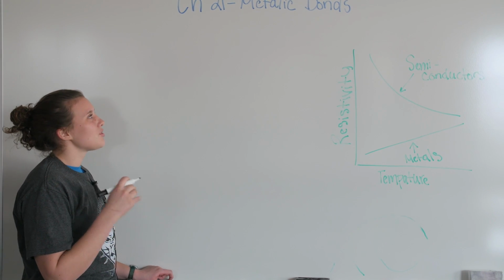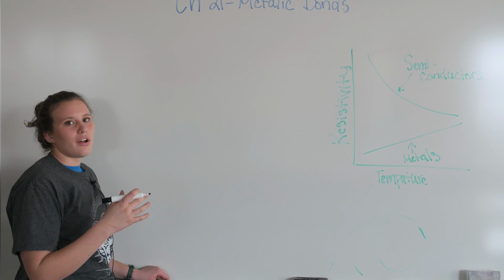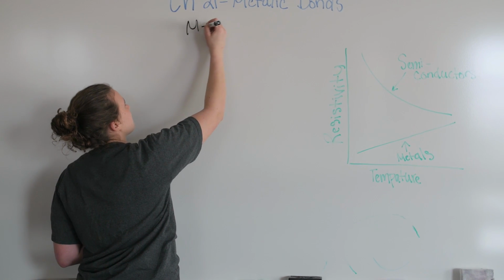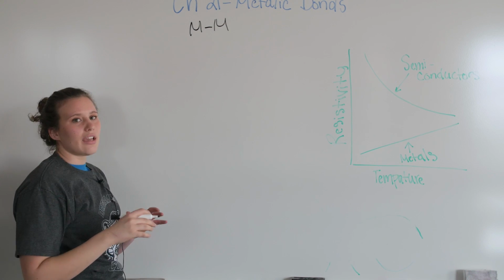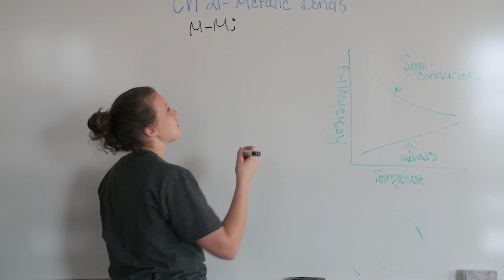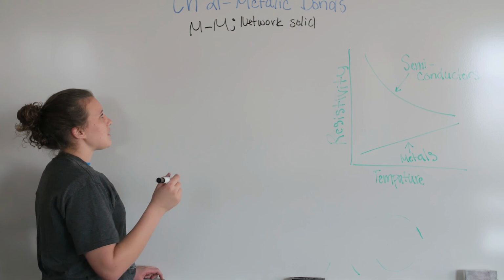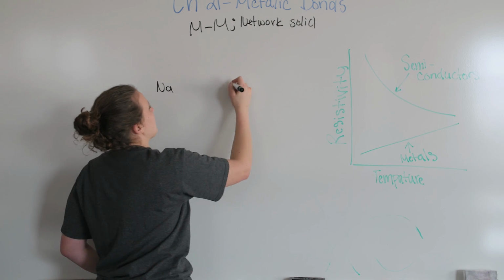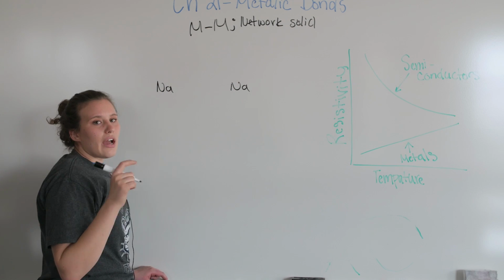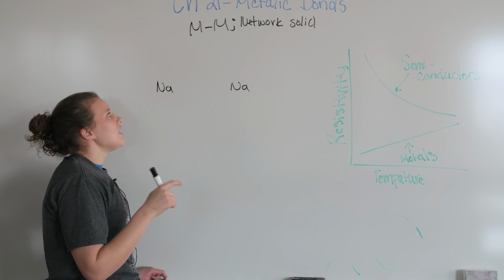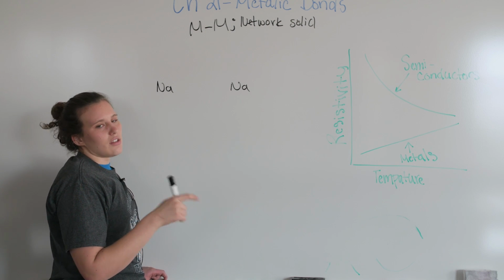So when just starting off, metallic bonds only happen when you have 2 metals coming together. So it happens when metals and non-metals come together, okay? Another good thing to know is that another name for metallic bonds is a network solid. So let's just take sodium. You have Na and you have an Na, and they come together. We know sodium atoms, if you look on the periodic table, each one of them only has 1 valence electron.